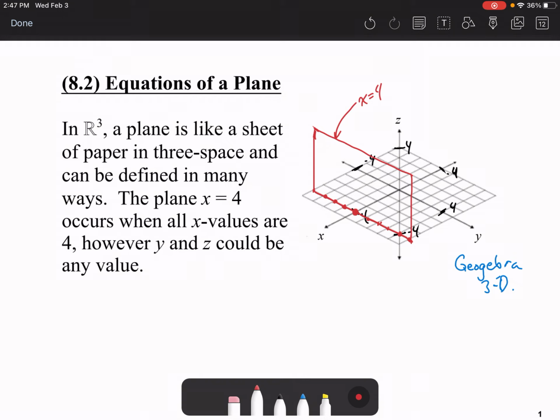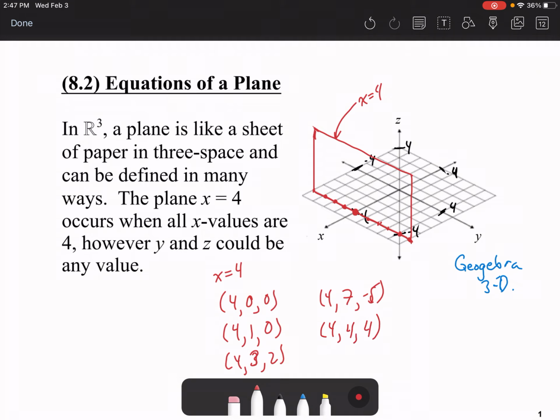Some points that actually lie on this equation x equals 4 are points like 4, 0, 0, or 4, 1, 0, or 4, 3, 2, or 4, 7, and negative 5. As long as the y and z values are different, they can even be the same. But 4 is always the x value. So this describes the equation of a plane.